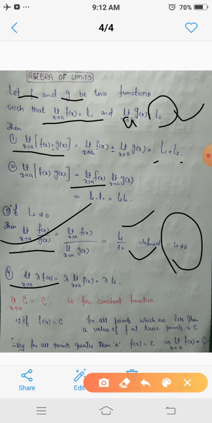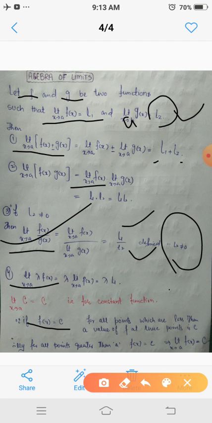Now if we have a constant function, suppose f of x is c, then we have to prove that the limit at any point equals the given constant, that is, the limit as x tends to a of f of x is c. Because f of x is c means a constant function. For each and every point the value of the function is the same, that is c. Now if we consider the points closer to a from the left side, then the value of the function at those points is simply c. Hence when x tends to a from the left, f of x approaches c.